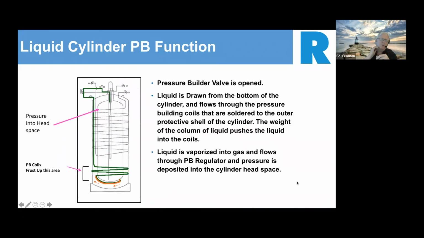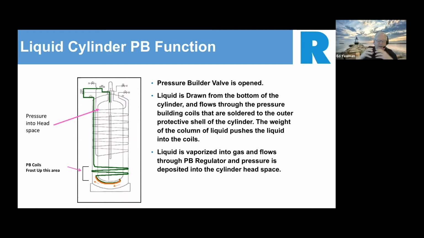This is showing you a schematic of the pressure builder function. So as we had shown you in a previous slide, you have those coils, the bottom 12, 15 inches of a cylinder. You have that column of liquid in that cylinder, and the weight of that liquid is pushing down. You will open up that pressure builder. It'll draw the liquid up. It'll go through those coils. It'll flash into gas. That gas will feed into the regulator.